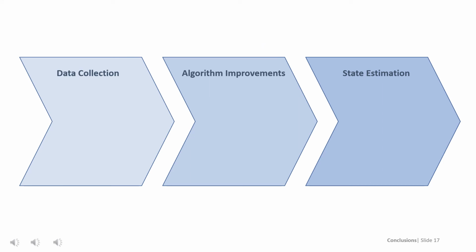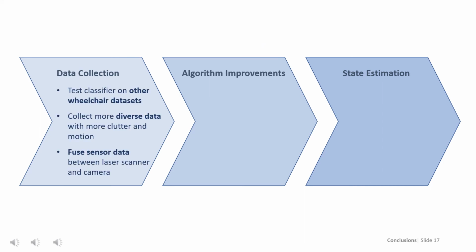I split the next steps into 3 categories. For the data collection, the classifier should be tested with other existing datasets to eliminate bias. Collecting and labeling more data in different environments and introducing more motion will also help. A further step is to fuse the laser scanner data with that of a camera, which provides more scene details.